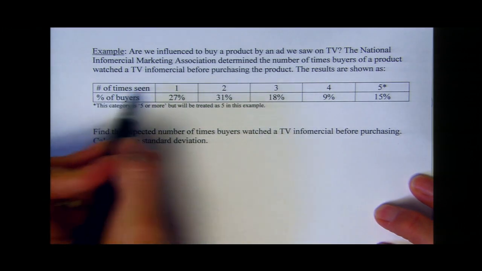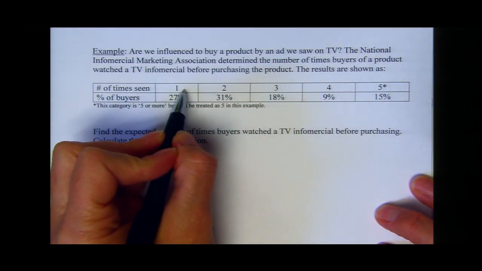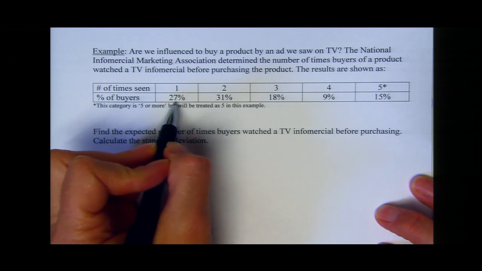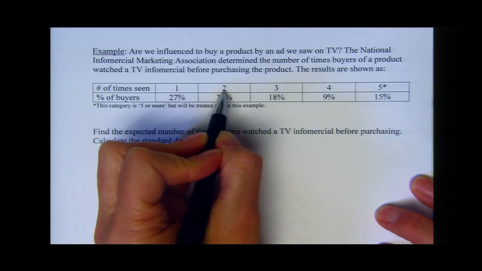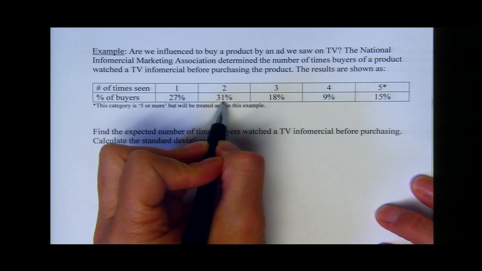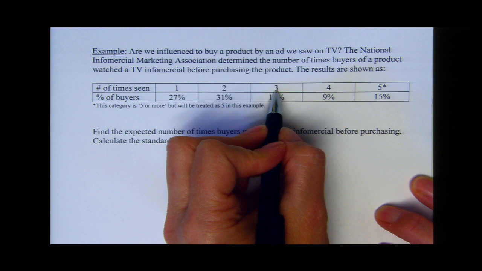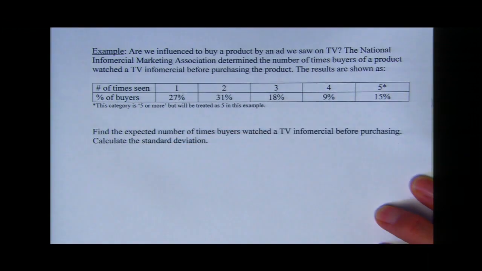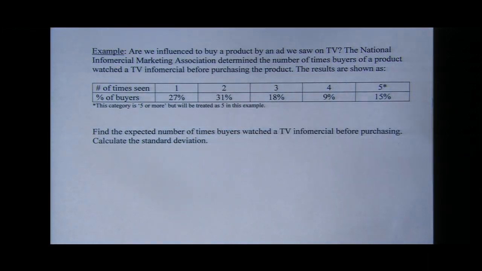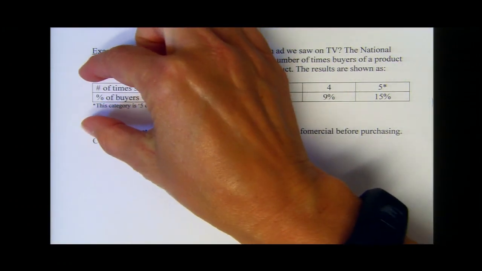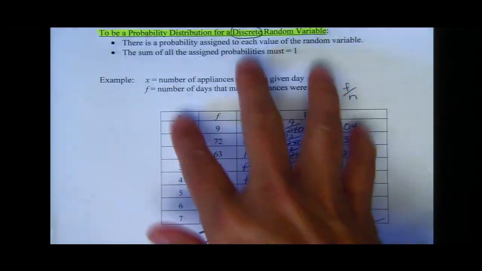Okay, so this means a consumer watched the infomercial once, and 20% of the time then purchased the product. Another buyer watched an infomercial twice, 31% of the time then purchased. So this was 3 times the infomercial, 4 times, and then 5 times. Now, here's the biggest difference. On the last probability distribution that we did, this is done horizontally where this table is done vertically.